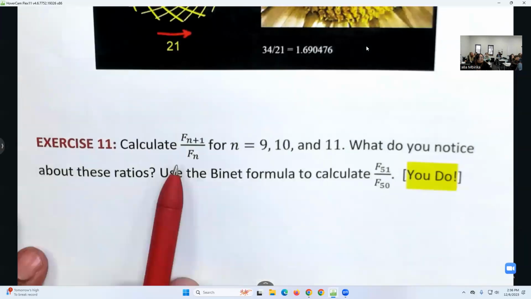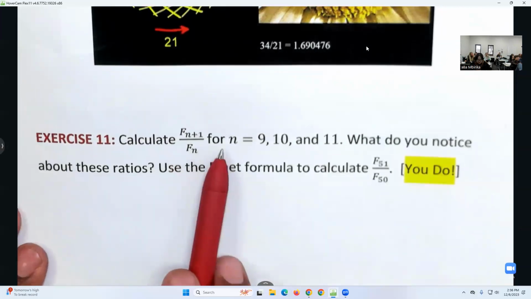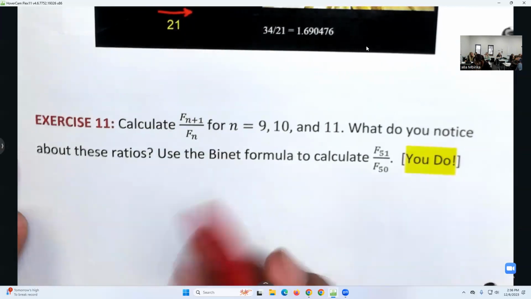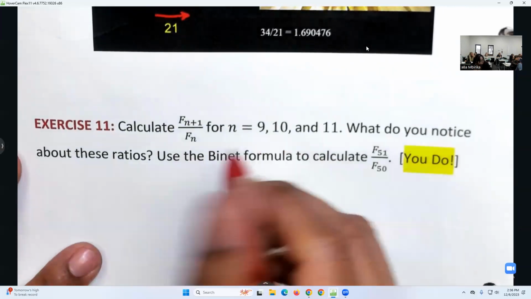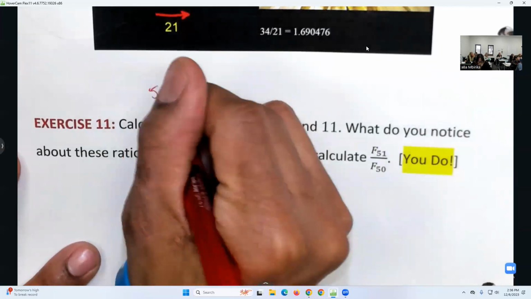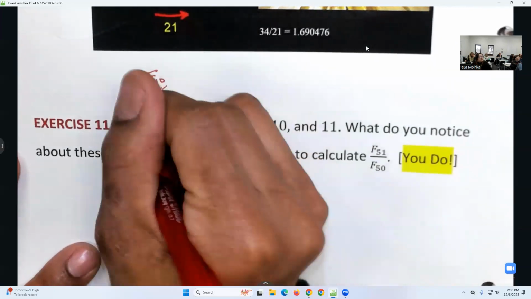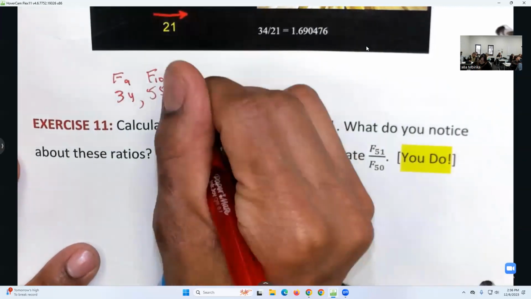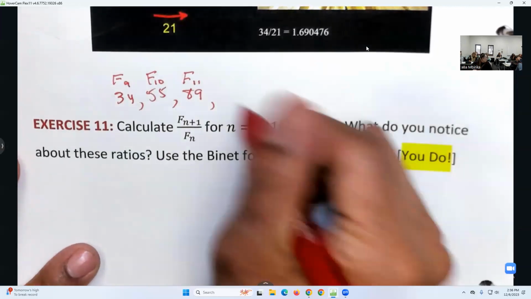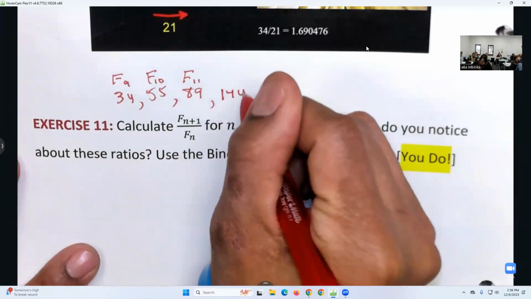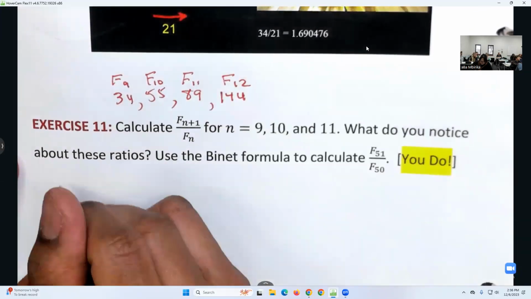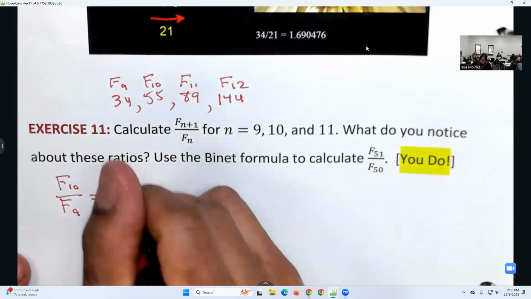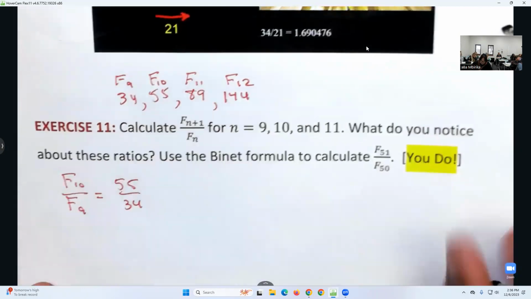So let's think about the ratios of neighboring Fibonacci numbers. 55 is F10. F9 was 34. 89 is F11. And 144 was F12. So let's look at F10 over F9, which is 55/34, using Desmos.